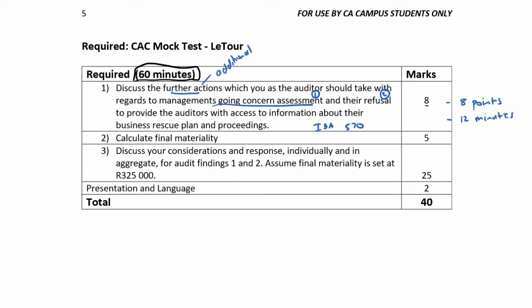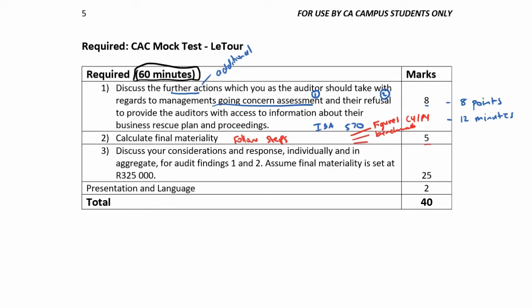Question 2, calculate final materiality, 5 marks, so nice and simple. I need to follow my process in order to calculate materiality. I need to determine which figures, which annual figures am I going to use. I've got the current year, I've got the prior year. I justify that. I need to determine my benchmark based on the information in the scenario.